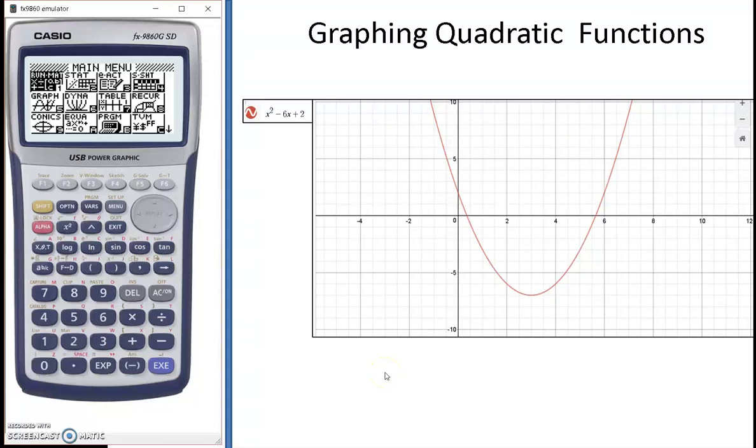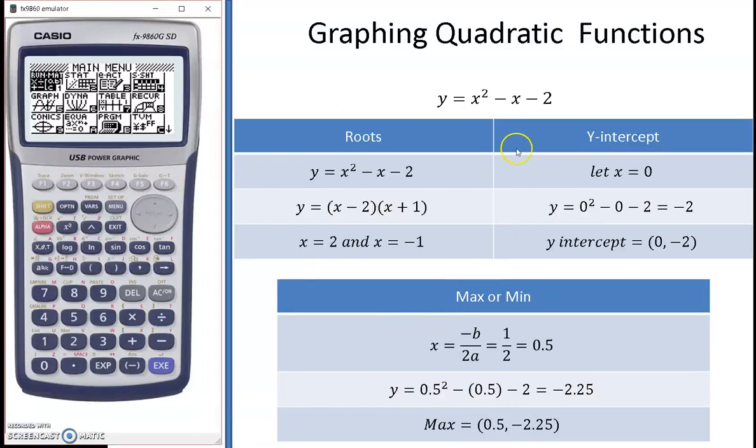We're going to learn how to use graphics calculators to help us find the roots, the maximums, the minimums, and the y-intercepts of quadratic functions. So yeah, let's get stuck into it. Our first example is right here: y is equal to x squared minus x minus 2.